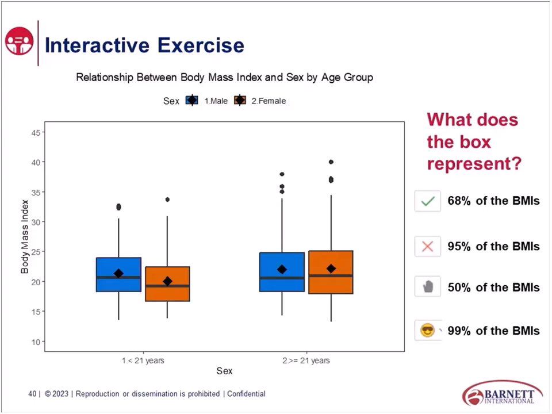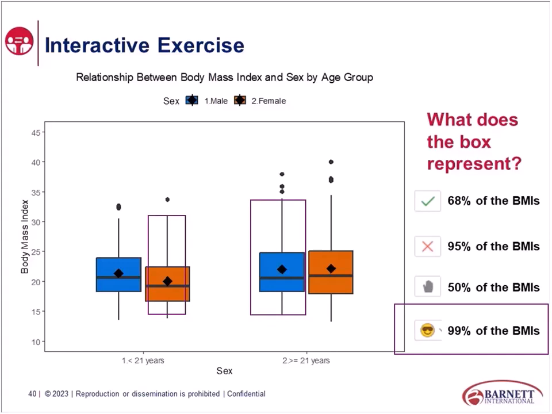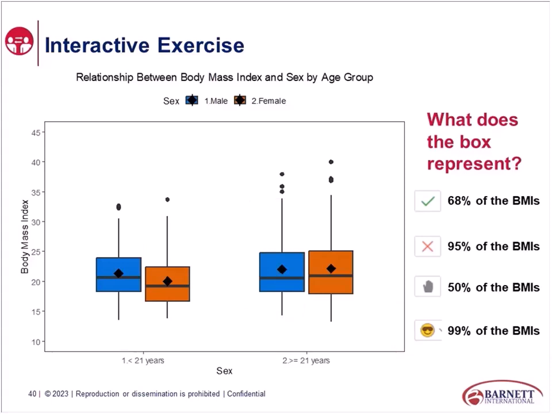Now, in terms of 99%, yes. Okay, 99% is this distance here, right? There's these distances between the fences. That's 99% of the observations are there. But the correct answer here is 50% of the BMIs is the box because that is between the first and third quartile.